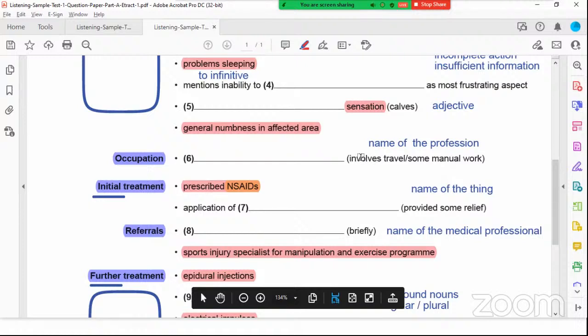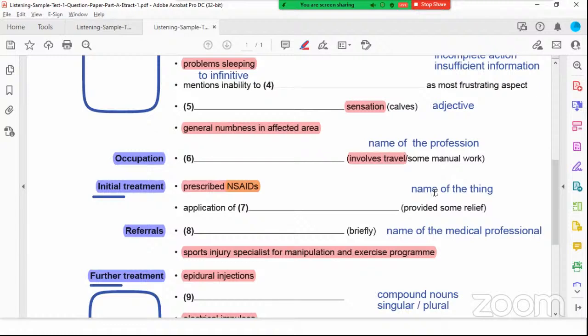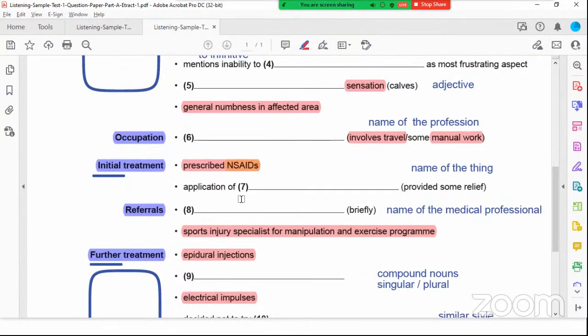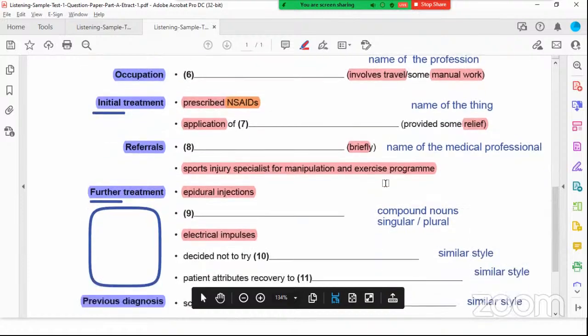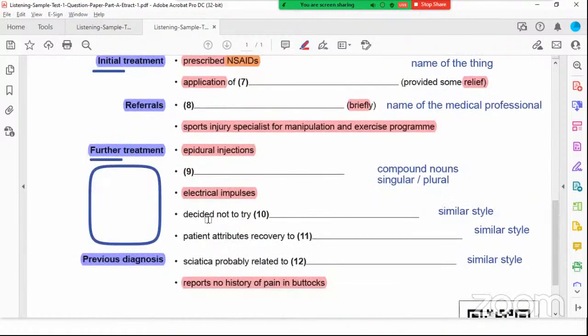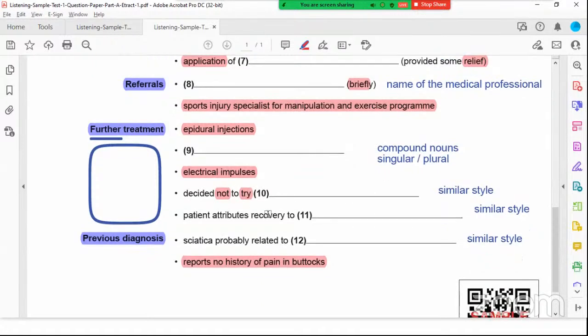So this is secret, involves travel, manual work. These are the helping words. Application of dash for relief, so pain relief. Then brief referral, short term, short time, that you can see there. Then not to try; not is a negative word, not try something. Recovery because of.